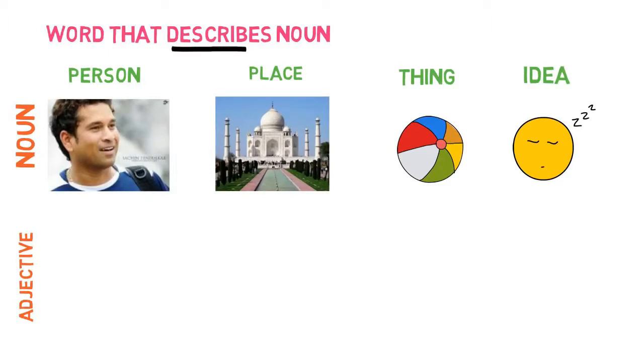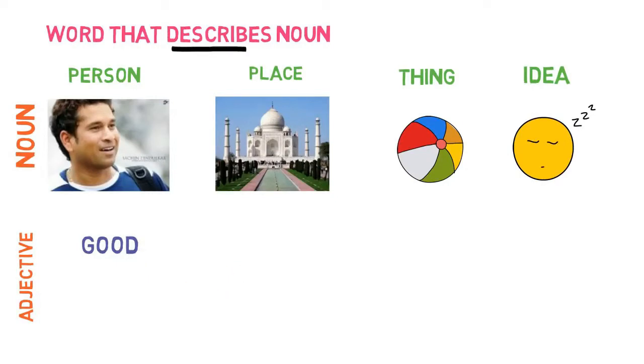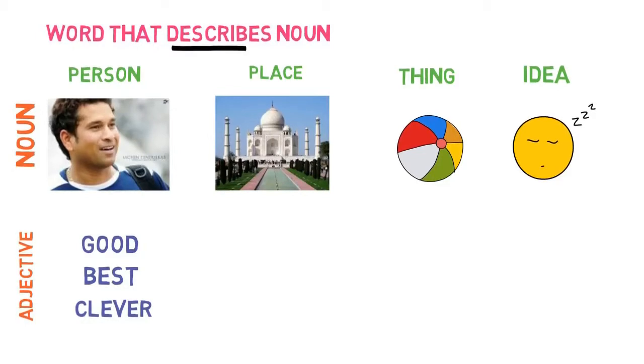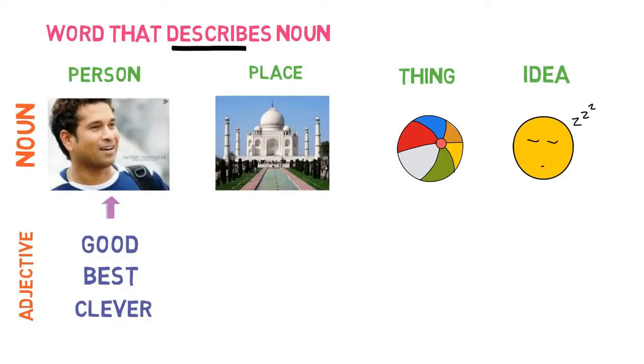For example, in case of Sachin, what are the things or qualities that you think about Sachin Tendulkar? If I say Sachin is a good person, or Sachin is a best cricketer, or Sachin is a clever batsman, then good, best and clever are the things that describe Sachin as a person.